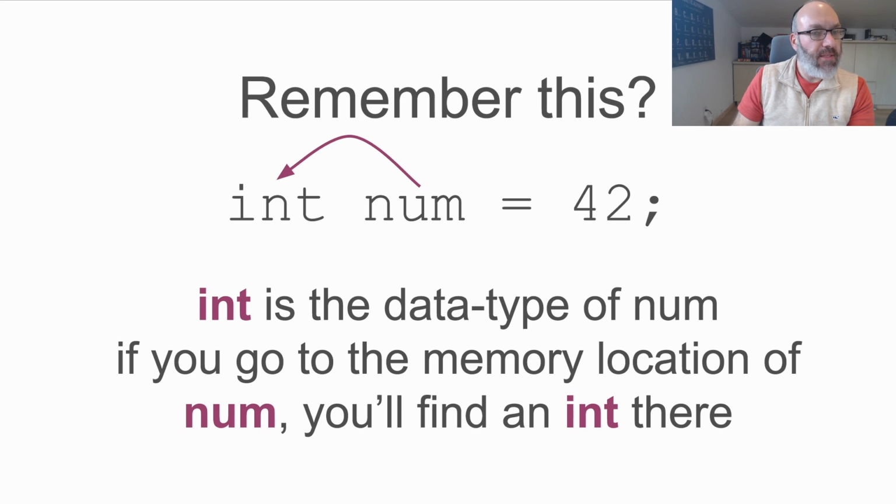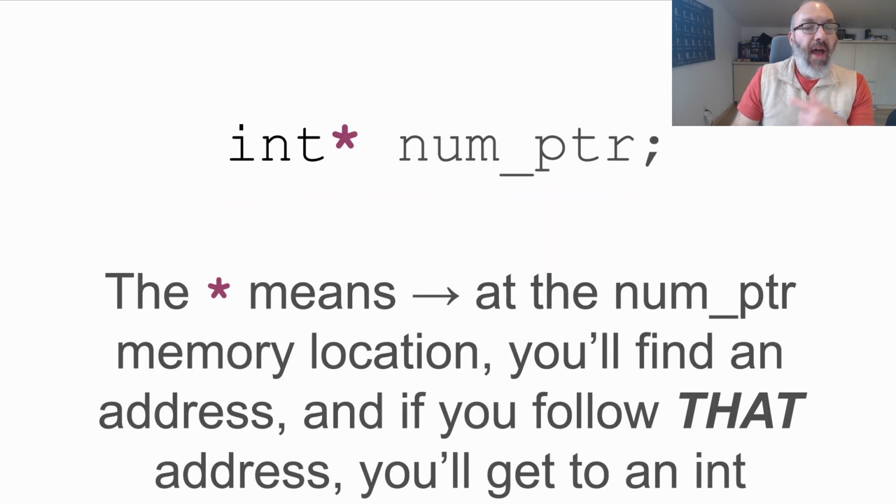Because you couldn't store it in an int. It's not an int anymore. It's a memory address. That's where the pointer comes in. That's where that fancy star comes into play. The star means that at the num pointer memory location, wherever you go to num pointer, you'll find an address. And if you follow that address, you'll get to an integer.